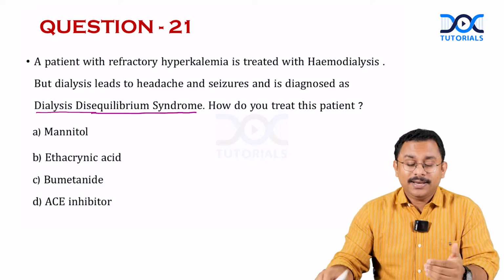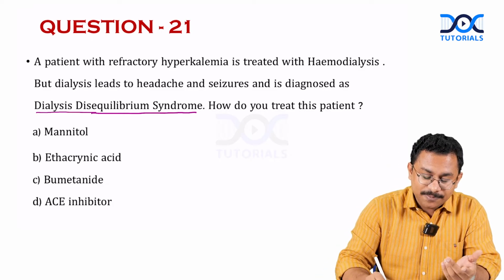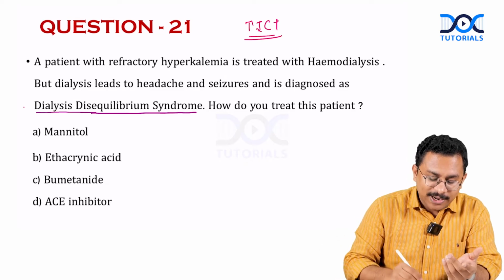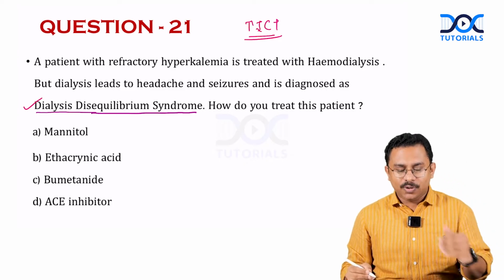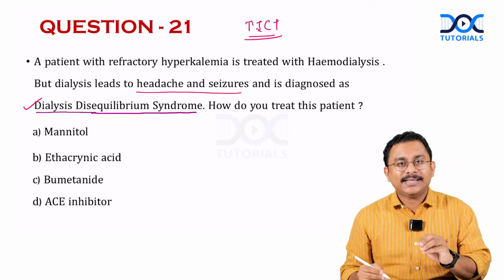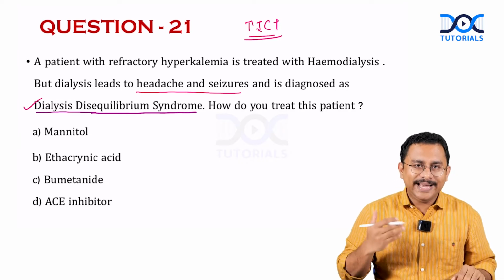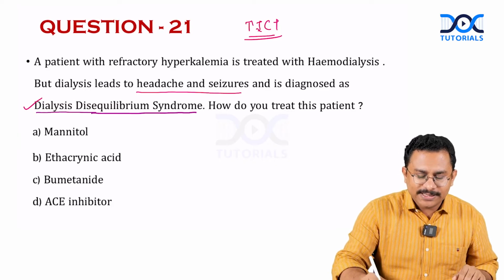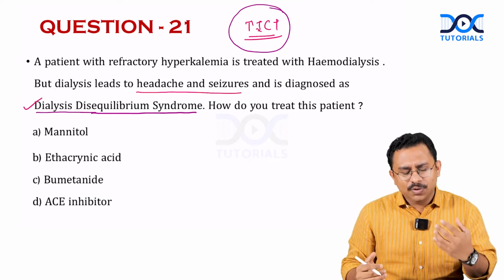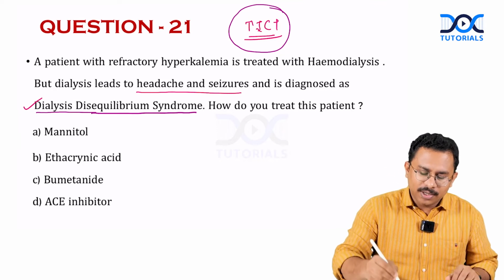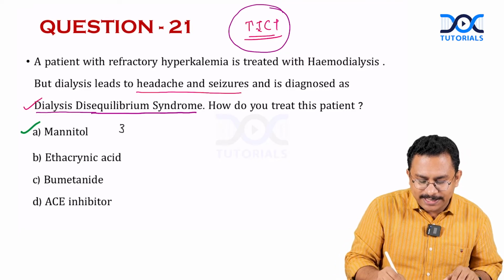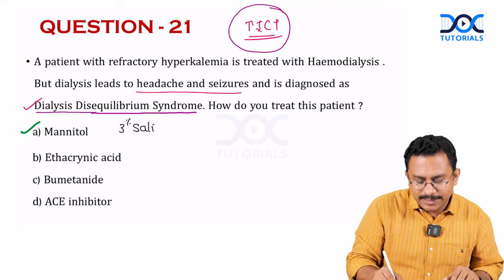So this can result in increased intracranial tension, and this is what you call dialysis disequilibrium syndrome, wherein the patient can present with headache and seizures. So they are basically asking you about the treatment of dialysis disequilibrium syndrome. Basically it is increased intracranial tension. Even if you apply your common logic, you know that for raised ICT, you will go for mannitol. Another option that you can go for is hypertonic saline, that is 3% saline, also an option.